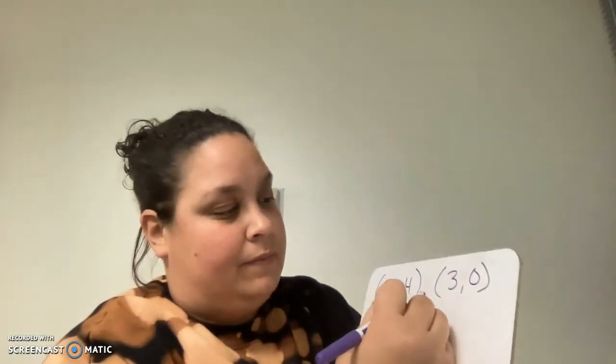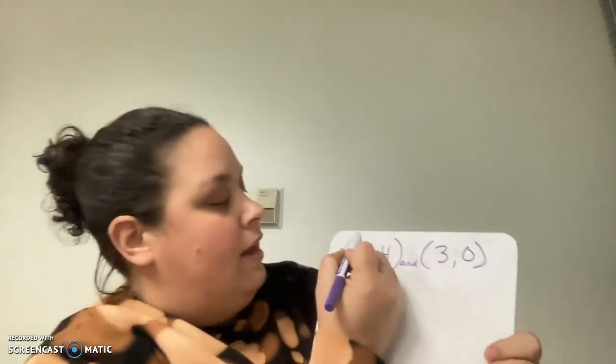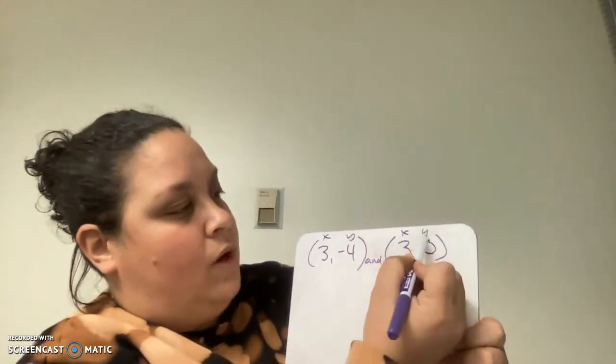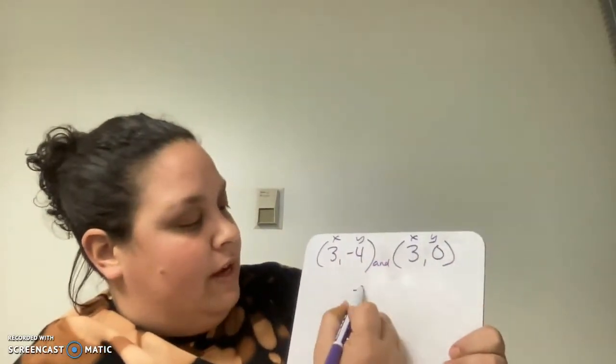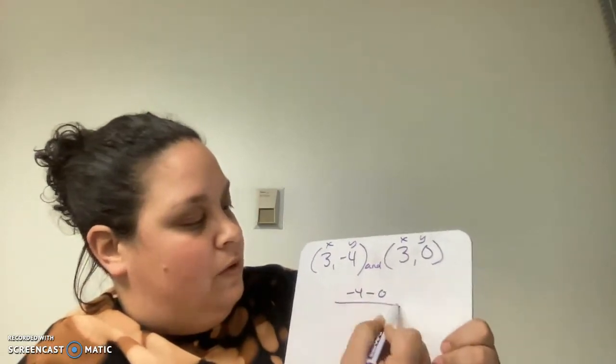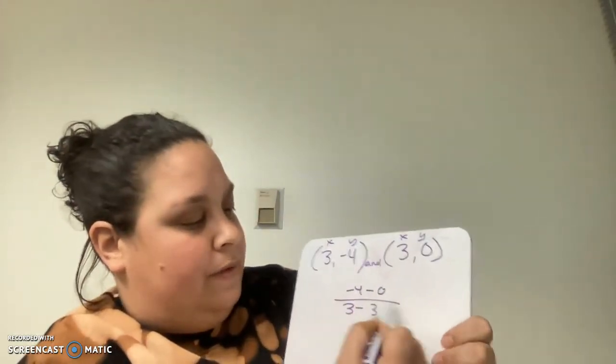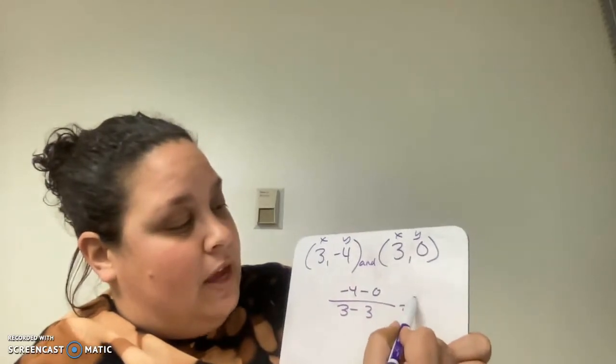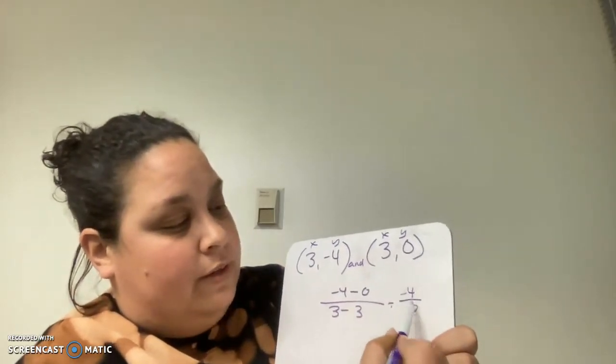If I had, let me grab another one of these. Sorry about that. If I were to have 3, -4, and then I were to have a 3, 0, something like that, right? Again, x, y, x, y. If I do my y, so I have a -4 minus 0 over 3 minus 3. So notice here I'm going to end up with a -4 over 0.